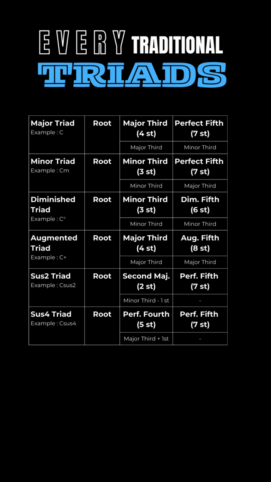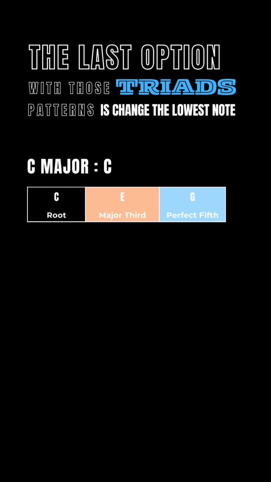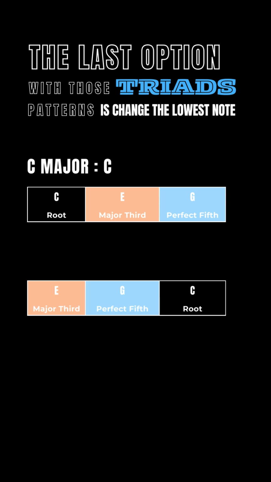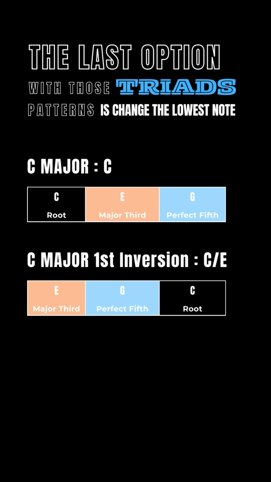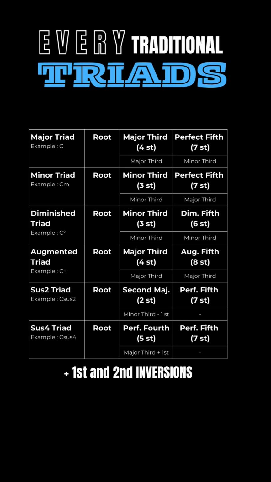And as you saw, it's not that complicated to create them. With those notes, and to be exhaustive, the last option you have is to take those notes and use either the first or the second degree as the lowest note. Let's take the example of a C major. It is composed of a major third and a perfect fifth, which gives us C, E, G. In the first case, if I use the E as the lowest note, I keep the original order of the notes, and it gives me E, G, C. This chord is a C major first inversion. The last option is to use the G as the lowest note, keep the original order of the notes, so it gives us G, C, E. It's a C major second inversion. And then you have it, every traditional triad that exists.